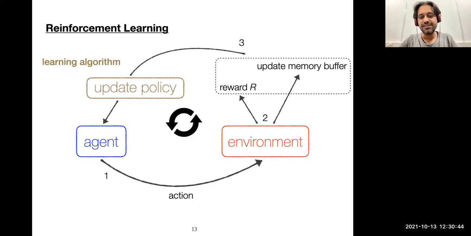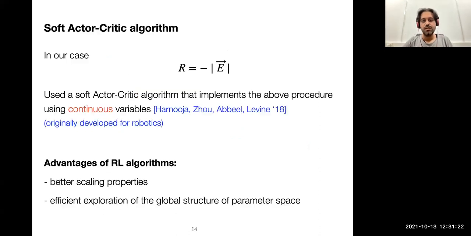Another nice feature of these algorithms is that they have nice capacities for exploring the global structure of the parameter space, because they work probabilistically, so they jump around. Part of the algorithm wants to get a better reward, and there's another part of it that wants to explore. Sometimes the algorithm makes a bad choice just to gain experience, to see what's out there.